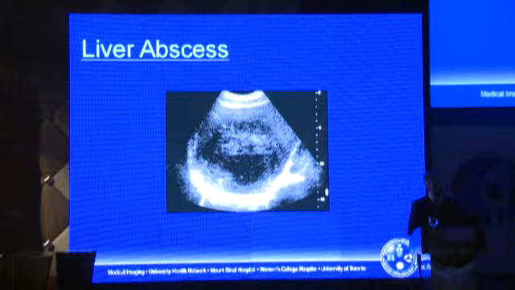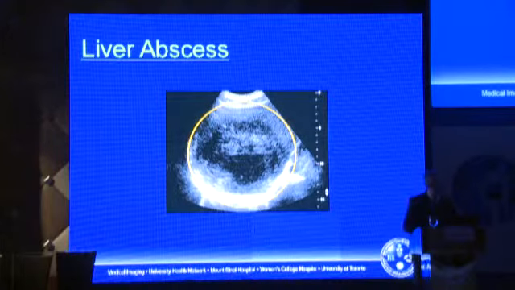Here's a very typical example. This patient was quite sick and septic, and a very typical appearance of a liver abscess. In the right lobe of the liver, you can see liquefaction in that mass.